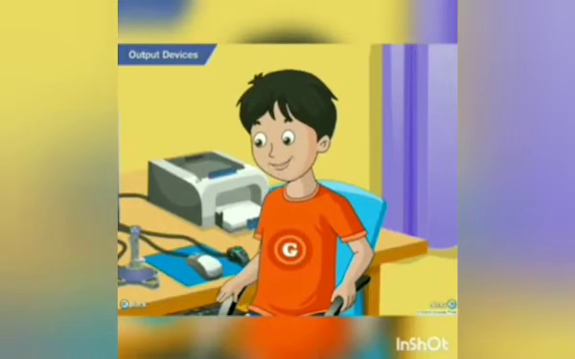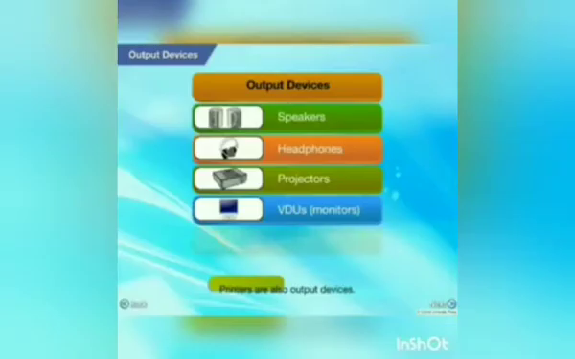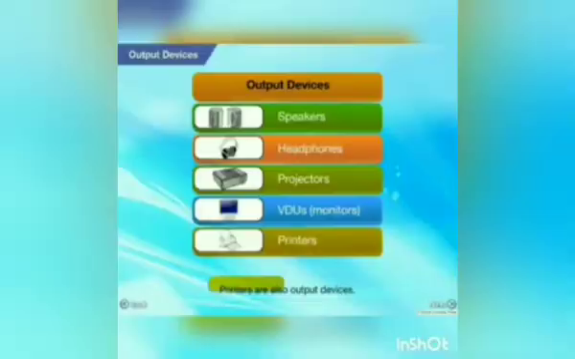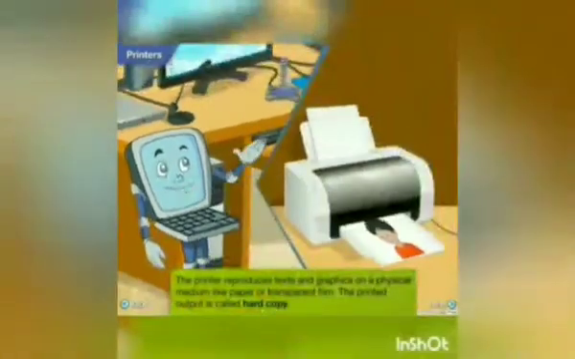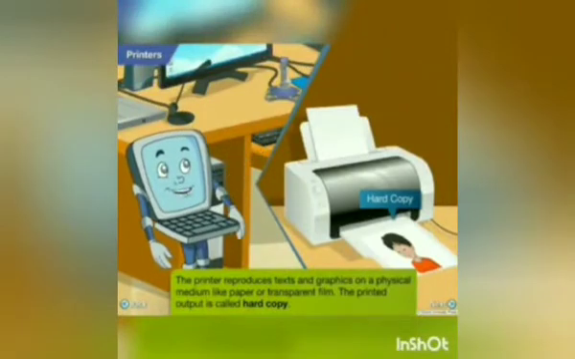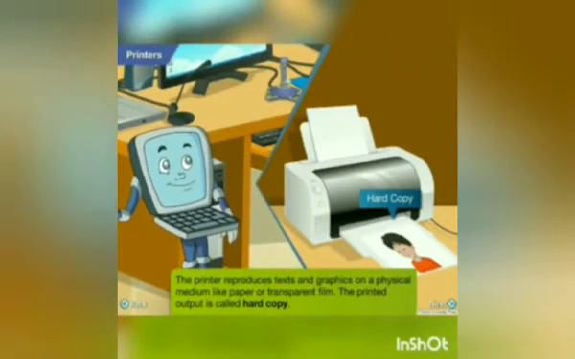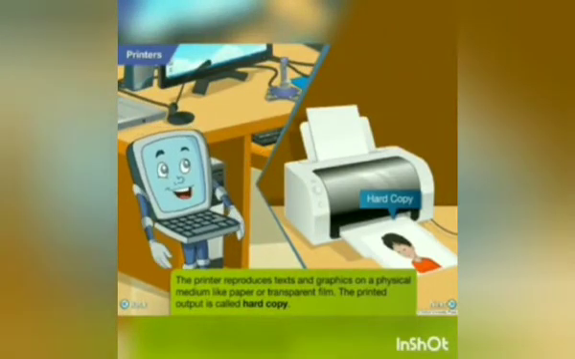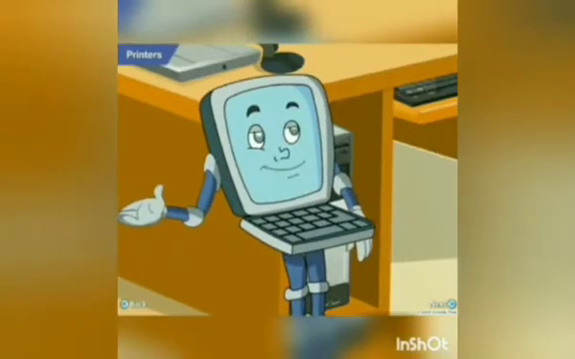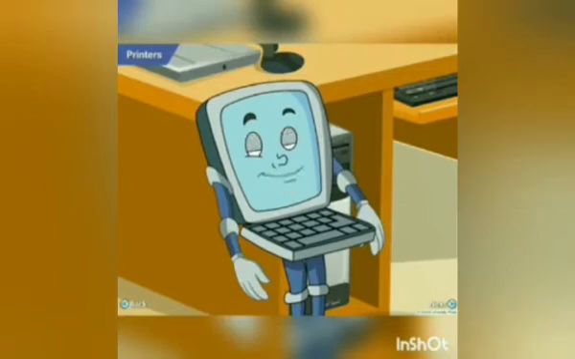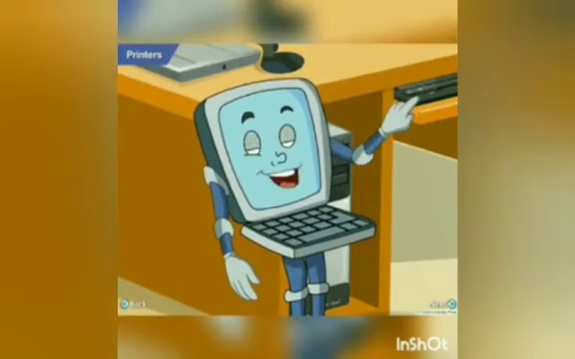Right, had clean forgotten. Coming back, a printer is also an output device. Toggle, how does a printer work? The printer reproduces texts and graphics on a physical medium like paper or transparent film. The printed output is called hard copy. Correct, Goggle. Now there are two different ways to print. For that reason, there are two different types of printers, impact printers and non-impact printers.